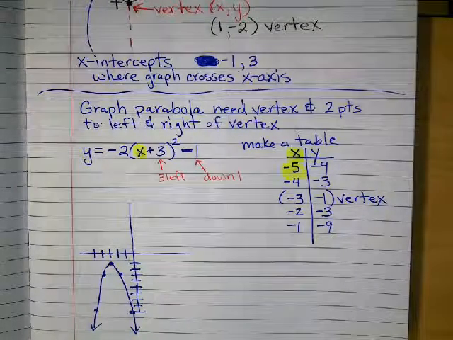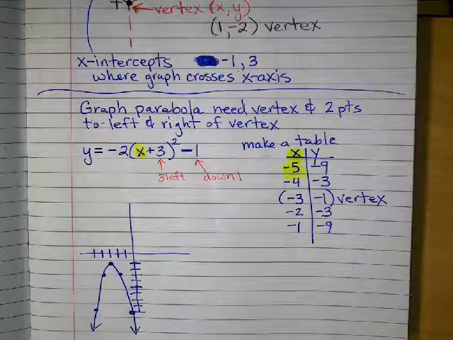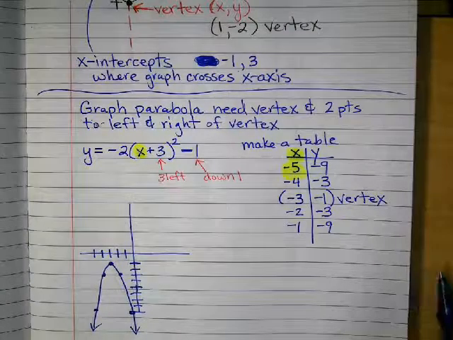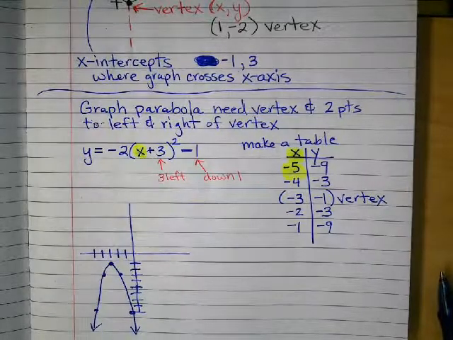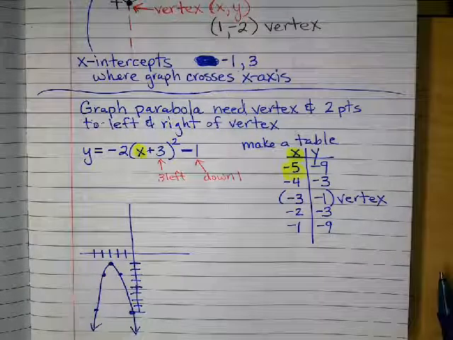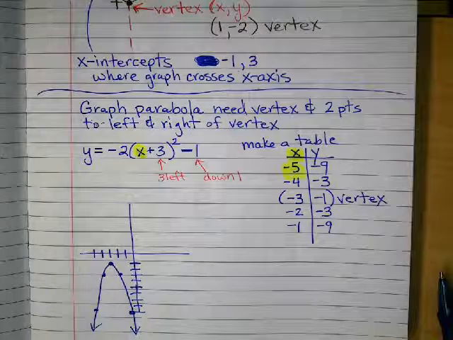One other comment about this one is that this graph ended up going down. I actually knew the graph was going to go down before we even started. Is there something in this problem up here that tells you the graph's going to go down?